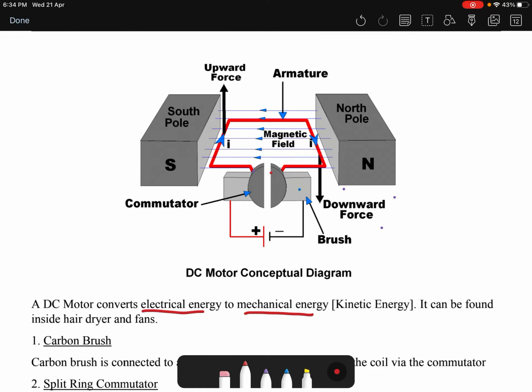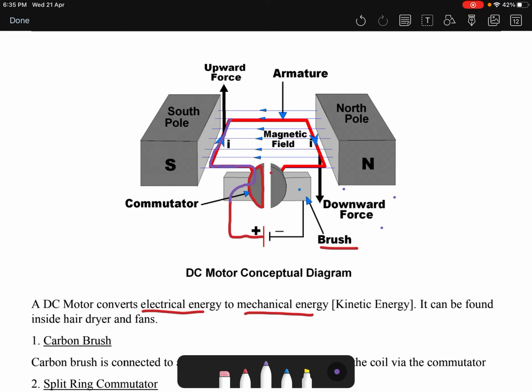So if you take a look at this diagram, we have a battery. This battery causes the current to flow via the carbon brush. This rectangular thingy is the carbon brush. This carbon brush is connected to what we call the split ring commutator. So the semicircular thing is the split ring commutator. The current will flow through the split ring commutator into the coil of wire inside our magnetic field.